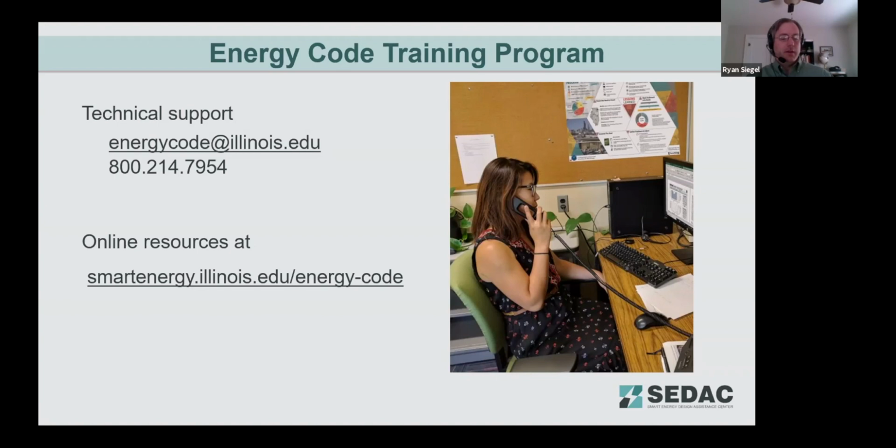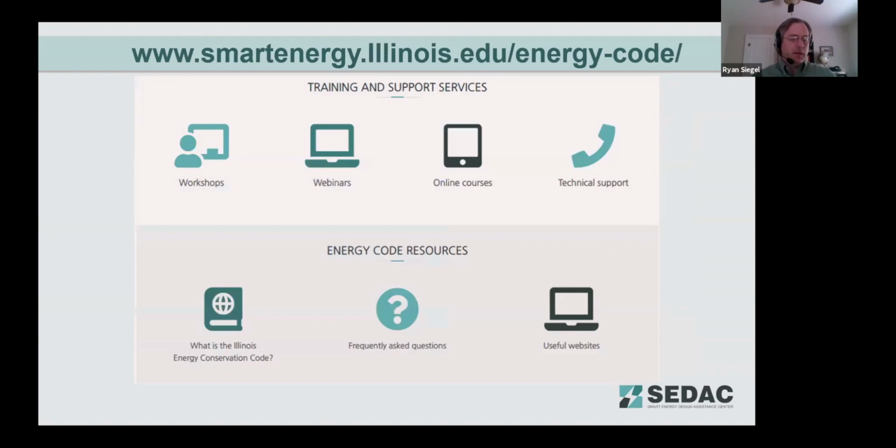We also have several online resources at our website, and some of those do include archive versions as well as upcoming workshops and webinars. We do have several online on-demand training courses. These cover a broad array of energy code topics, along with links to our technical support line. So if you can't recall the 800 number or our email address, energycode@cdac.org, you can find that also at our website.